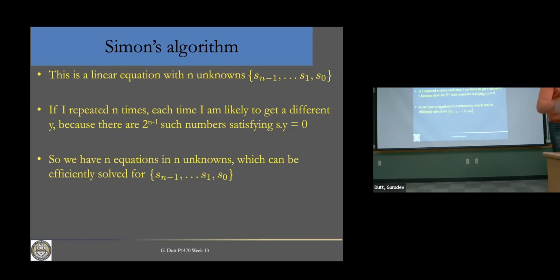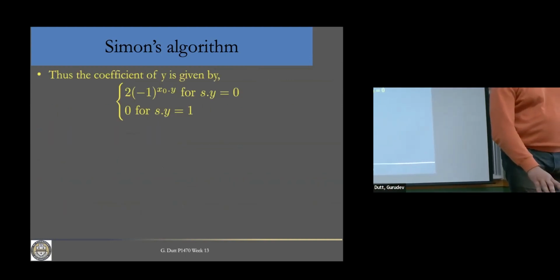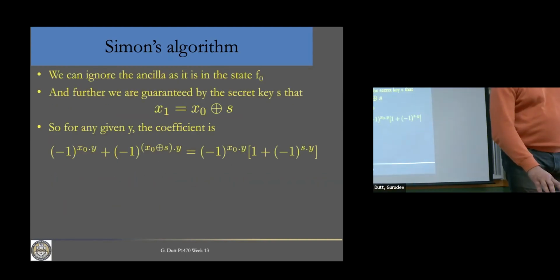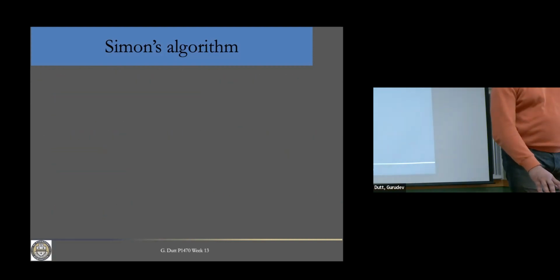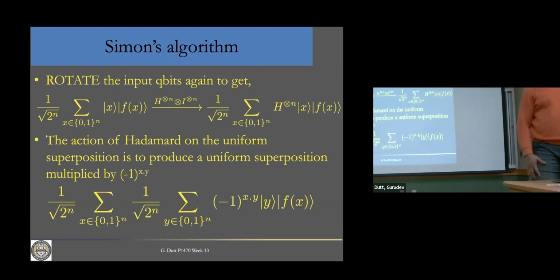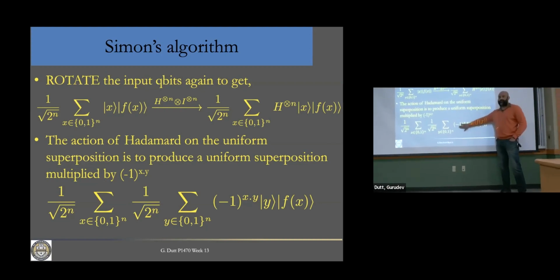Simon's algorithm. Yes. I got sort of lost once we rotated the input after computing. A couple of slides back. Yeah, here. I was okay with this, and then after this point, I sort of lost the picture. Could we maybe go through it again? Yeah, absolutely. So up to here, you're okay?